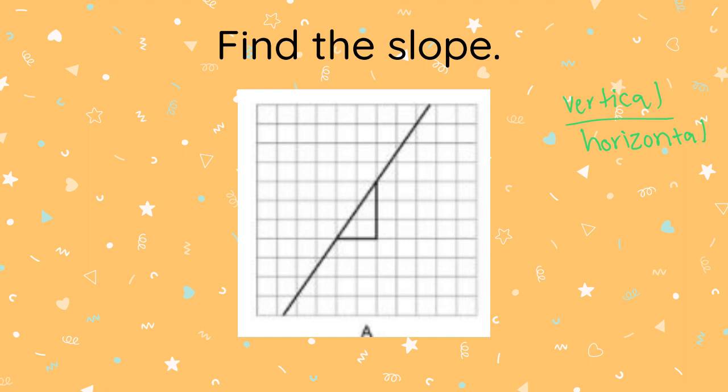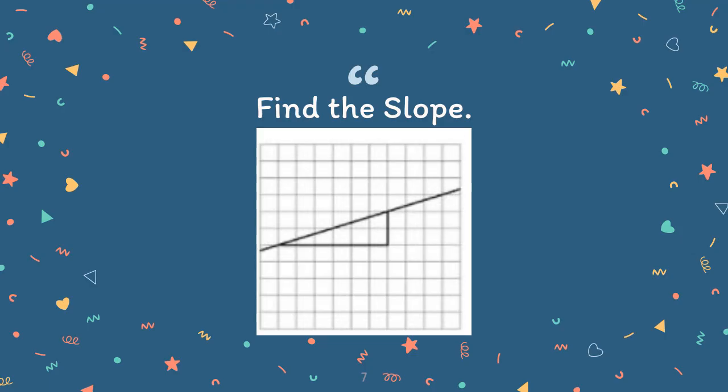I know that the image isn't the best, but we can still figure it out. Vertically, I need to look at this line right here. I can see that I go 1, 2, 3. So my vertical distance is 3, and my horizontal distance is 1, 2. So my slope would be 3/2. Again, I find my slope, and remember I need my vertical distance over my horizontal distance.